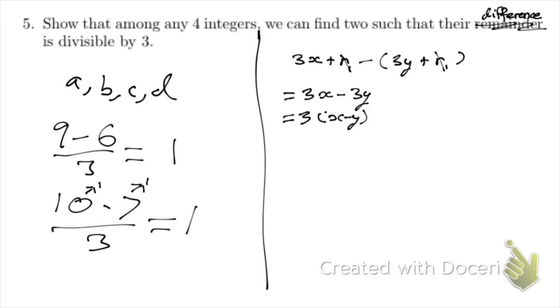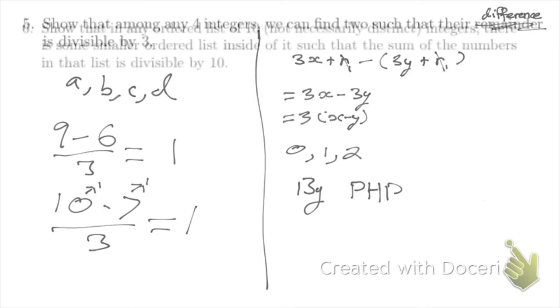What are the possible remainders when divided by 3? Well, there's 0, 1, and 2. Okay, so there's 3 possibilities. There's 3 pigeonholes, but we have 4 pigeons. So by the pigeonhole principle, we can guarantee that at least 2 of them are going to have the same remainder when divided by 3, so their difference is going to be divisible by 3.